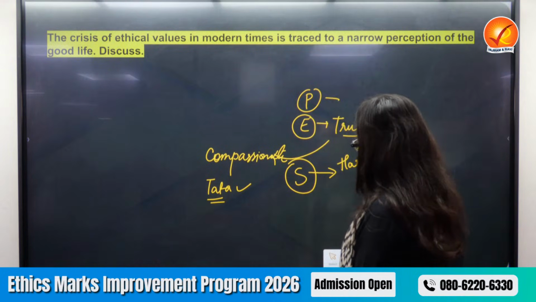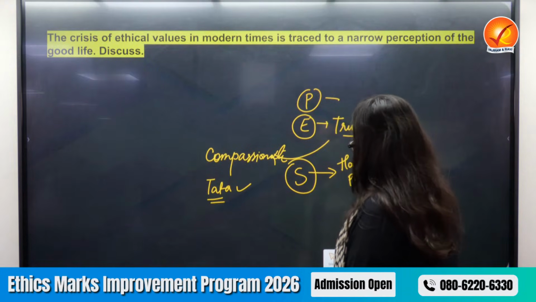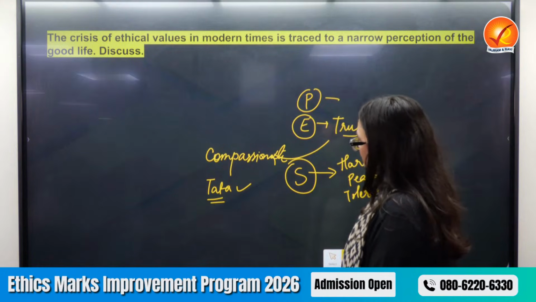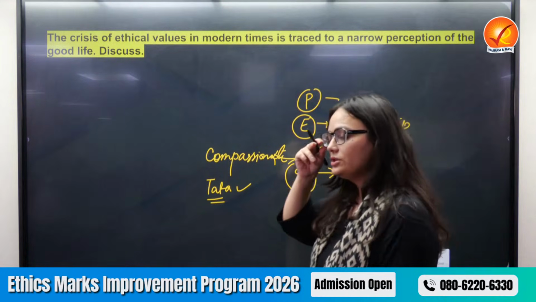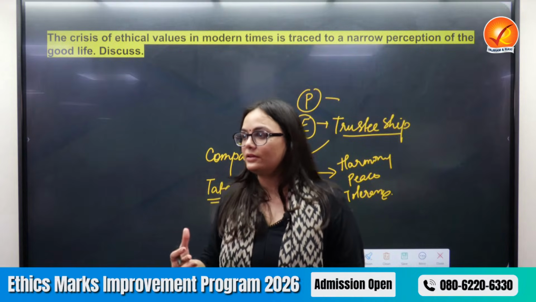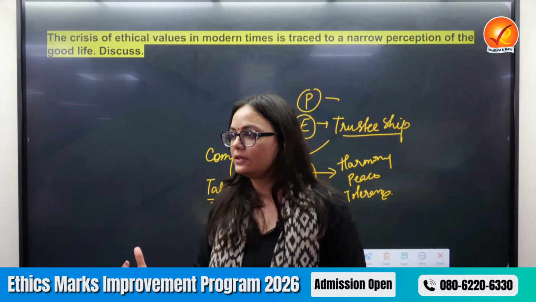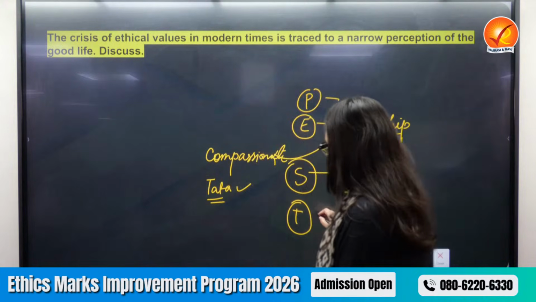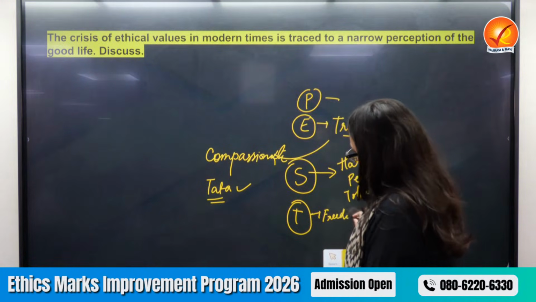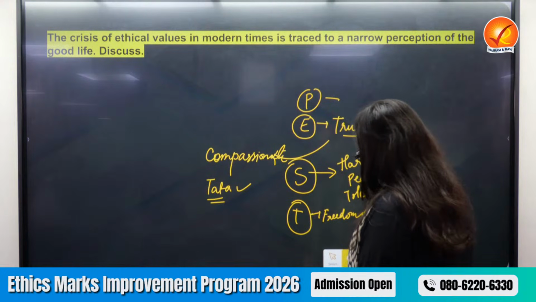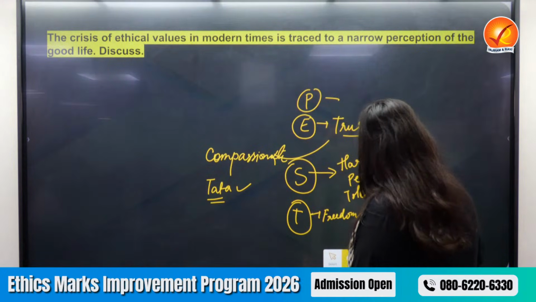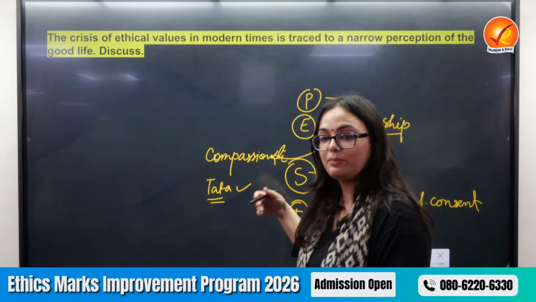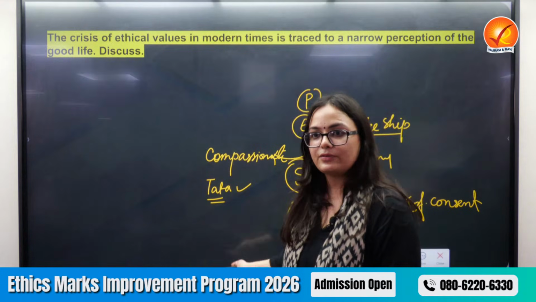Harmony, peace and tolerance in society. In technological sense, where rights like informed consent, like privacy, like what else? Freedom of expression, informed consent, exist without violating other person's right, where privacy exists. That is a good life.